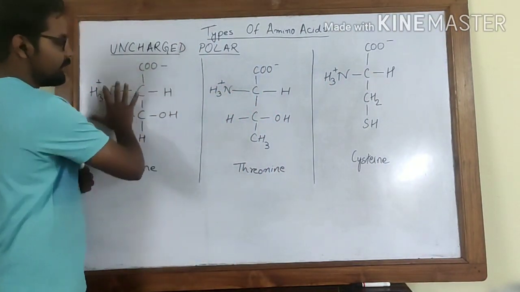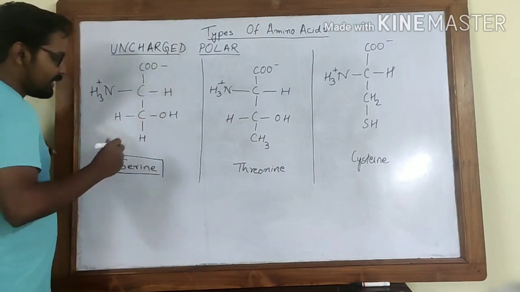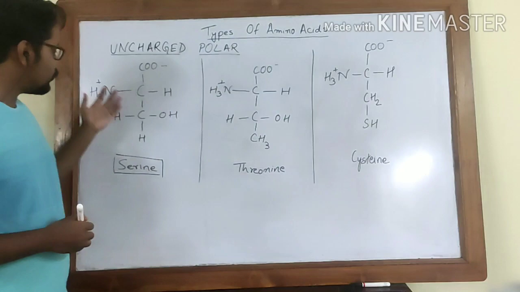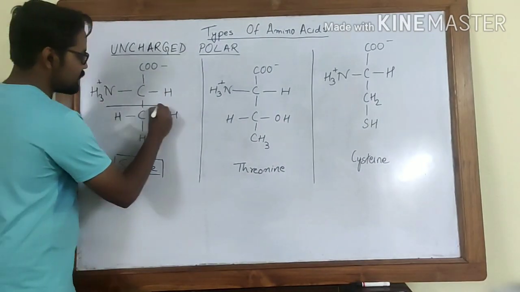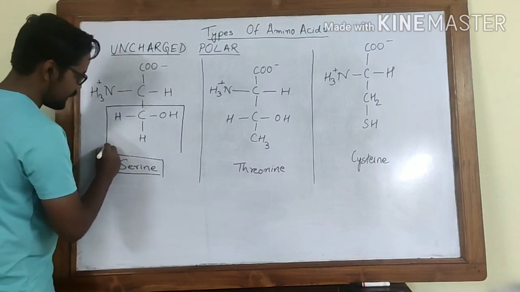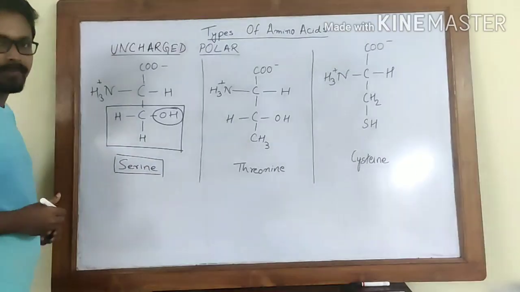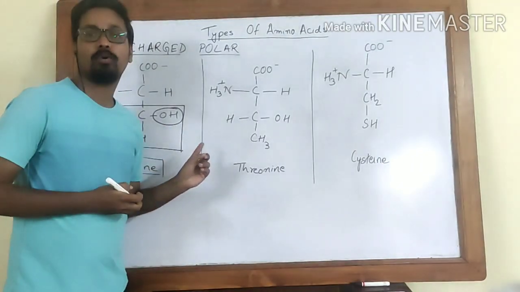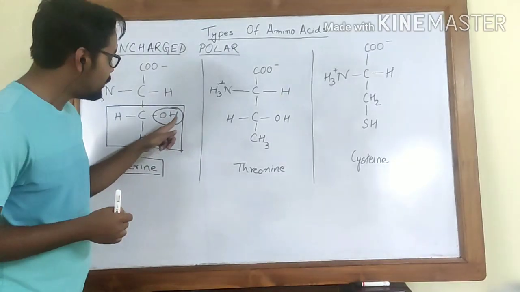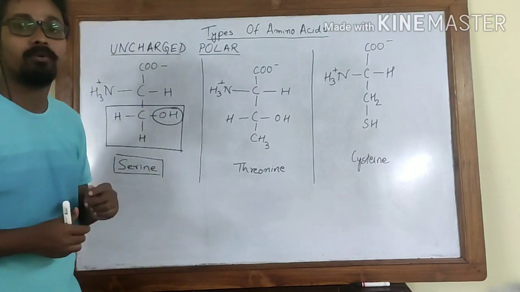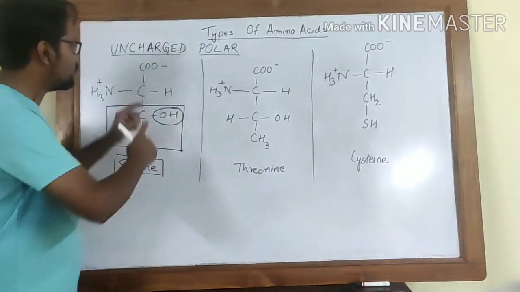The first one in the group is serine, S-E-R-I-N-E. Serine looks very simple like all the other amino acids, but in its R group, this is the R group of serine, we have one hydroxide group attached. Now, the hydroxide group is a polar group. Why? Because oxygen has a higher electronegativity compared to hydrogen and the carbon.